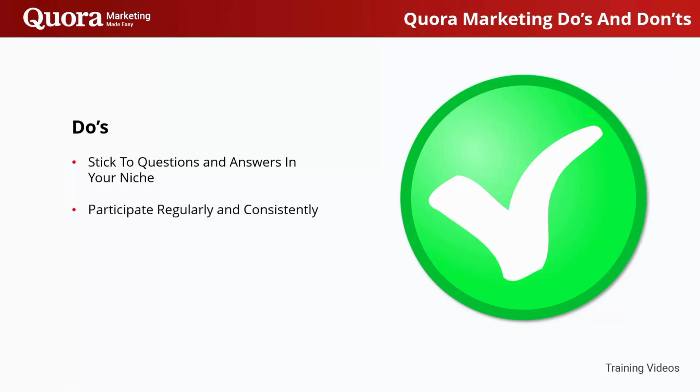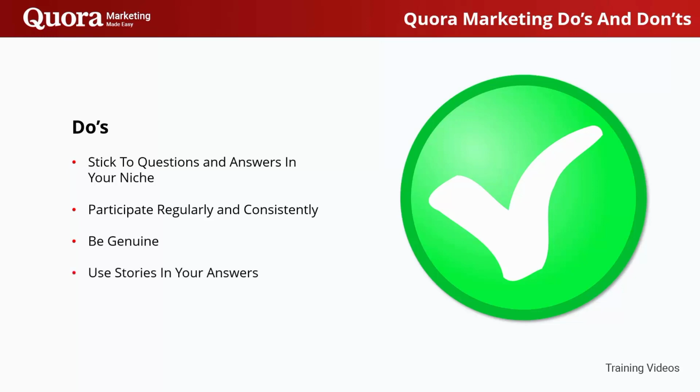Participate regularly and consistently. It is important that you stay active by answering questions regularly, if possible at a fixed time of the day. This will help you increase brand recall among readers who see your answers regularly in their feed. Be genuine. Being open about who you are, whether you're using Quora as a personal brand or company, as well as about why you are actually qualified to answer questions in your niche, makes it easier for Quora users to know you're a real authority and not a spammer.